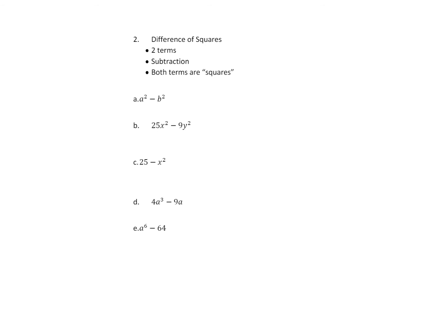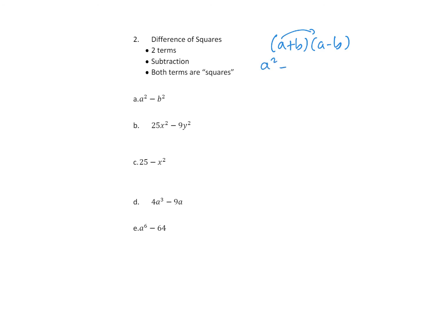The second type of factoring is a difference of squares. Once we check for a common factor, then we look at the number of terms. If there are two terms, it's more than likely a difference of squares. So remember that a difference of squares comes from multiplying two binomials that are the same but opposite in sign.